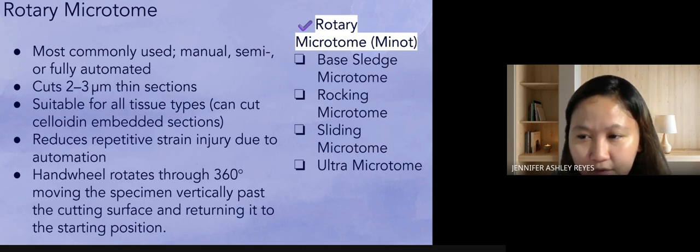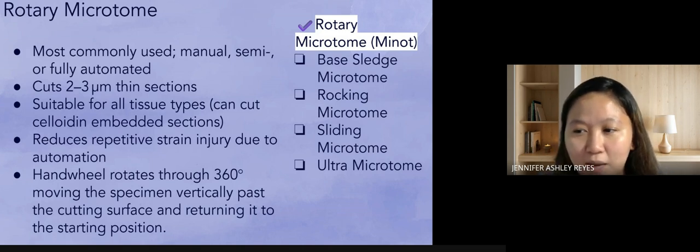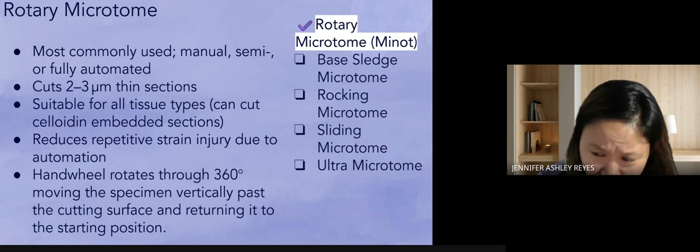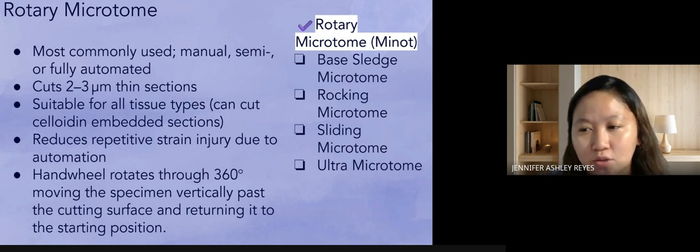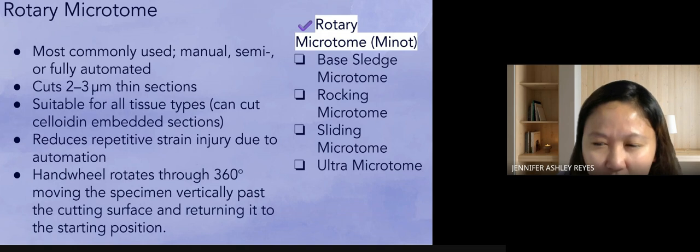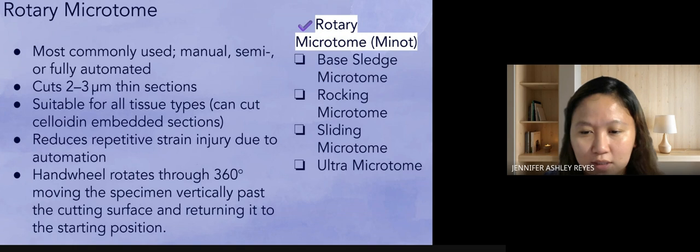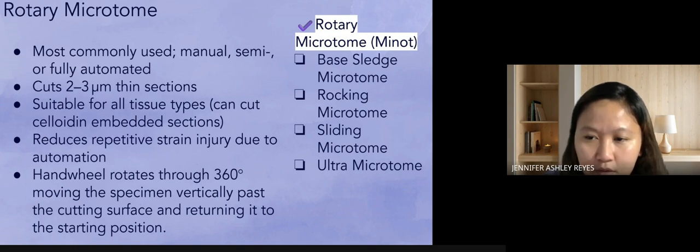in an advanced fine hand wheel. So it will move the specimen vertically past the cutting surface and then back to the starting point. So it's like operating with a staged rotary action. And the knife is typically fixed in a horizontal position. Again, it can be manual, semi, or fully automated.